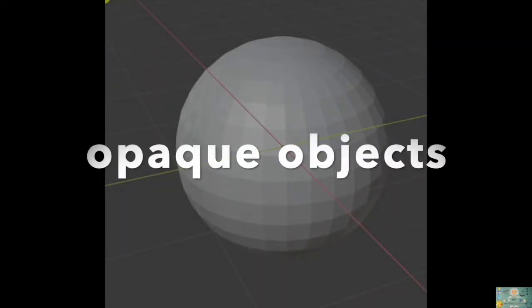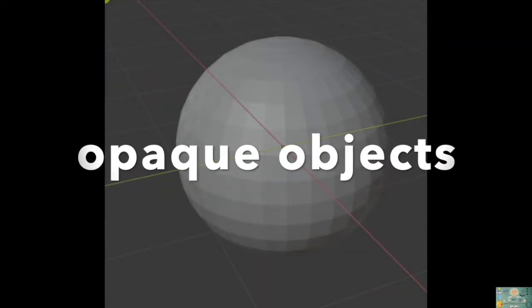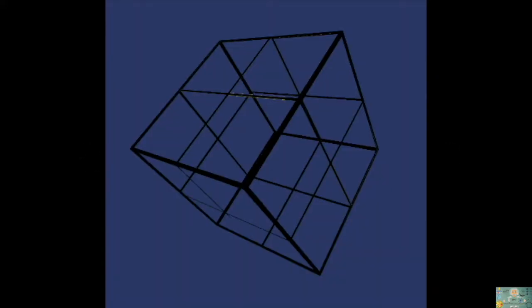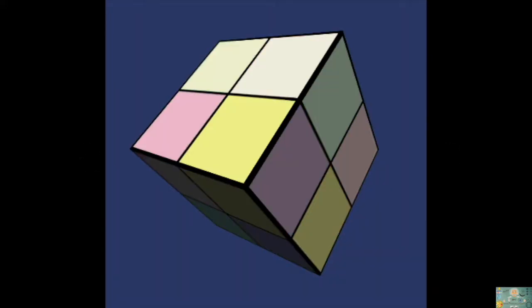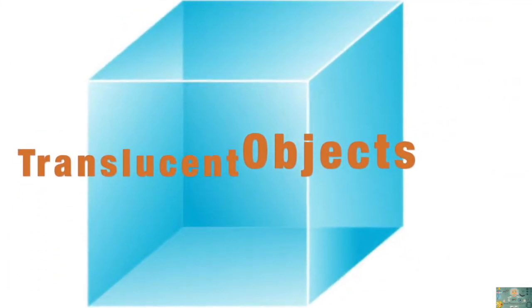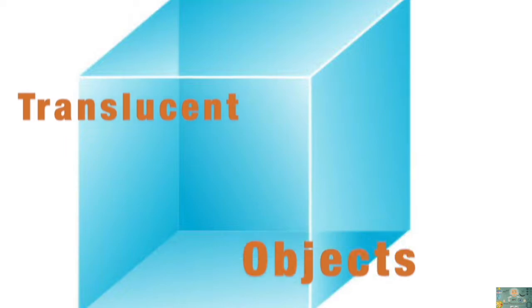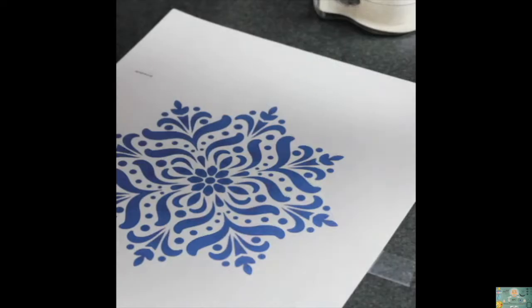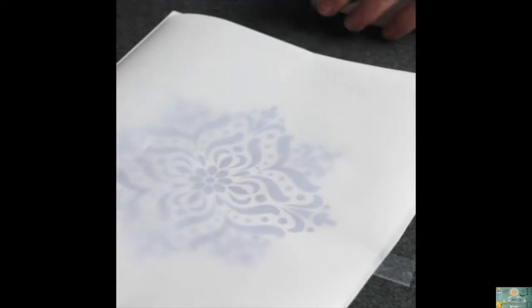Opaque objects are objects that do not allow light to pass through them. Examples: wood, human body, etc. Translucent objects are objects that partially allow light to pass through them. For example, oil patch papers, tracing paper, etc.